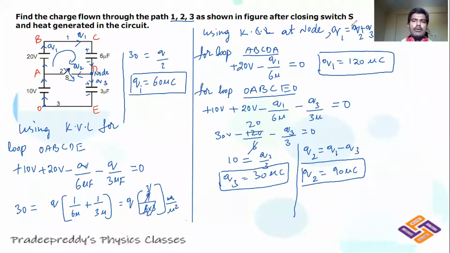And next you should find out, when the switch is being closed, heat generated in the circuit. So whenever you want to find out heat generated in the circuit, take any one capacitor as the reference, find out the initial and final charges over there, right? Now across 6 microfarad, Q initial, how much we have got? It is 60 microcoulomb. Next, what is Q final? Q final is equal to 120 microcoulomb.